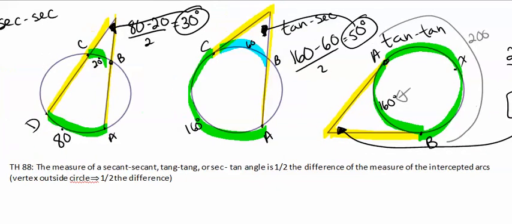And that's kind of what Theorem 88 says. The measure of a secant-secant, tangent-secant, or tangent-tangent angle is half the difference of the measures of the intercepted arcs.